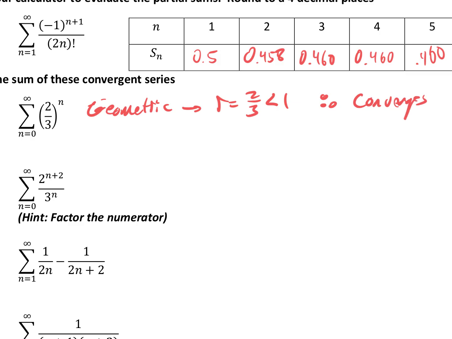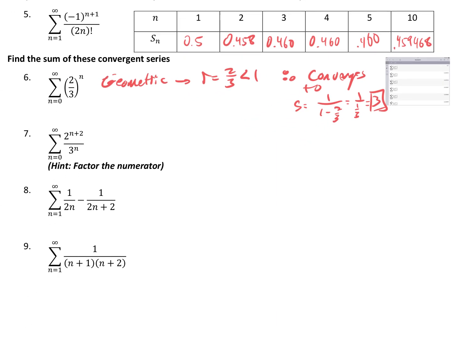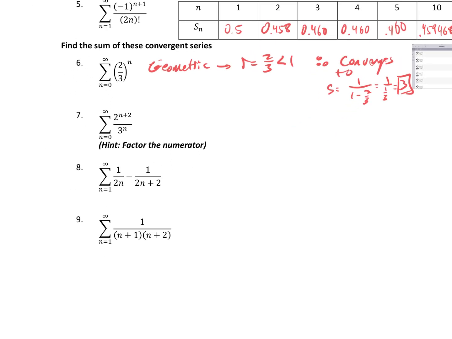Since it converges, we can say what it converges to, because geometric series have a specific sum. So the sum is 1 over 1 minus r, and in this case, r is 2/3. So this is 1 over 1/3, which is 3. So it converges to 3. How about this one? Looks a little different here. Well, we could rewrite this.